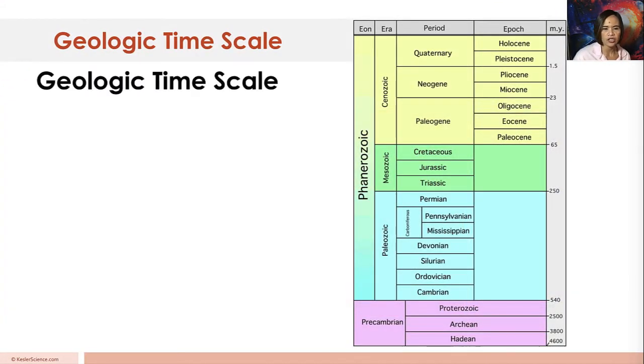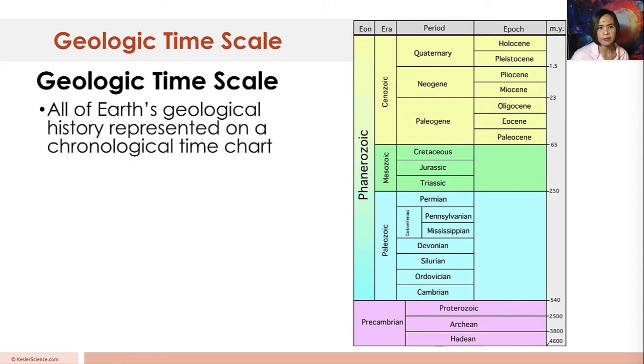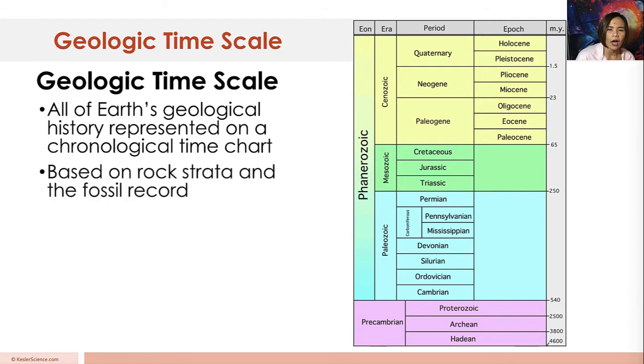Now, what is a geologic timescale? A geologic timescale is all the Earth's geological history, represented on a chronological, or in sequence, time chart. As you can see here, I'll explain in a few minutes. This is based on rock strata and fossil records, and they sequence the fossil records based on how old these rocks and fossils are.